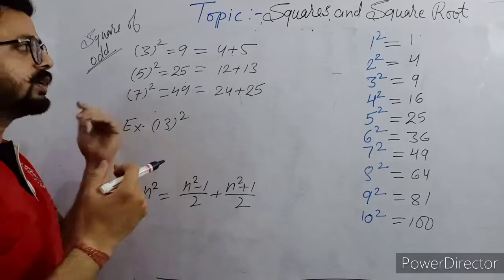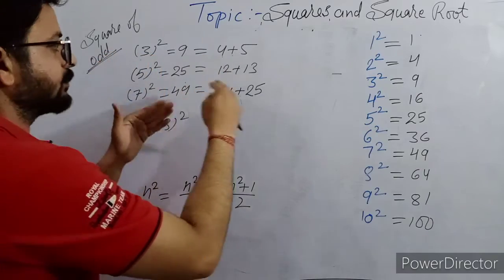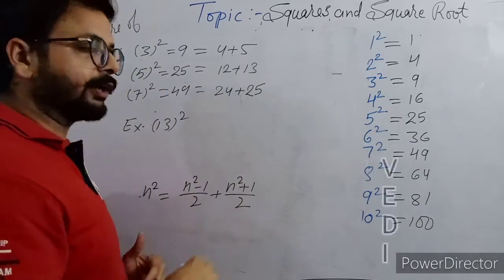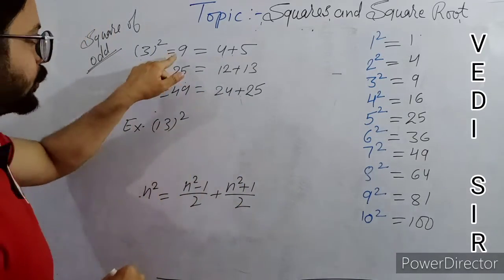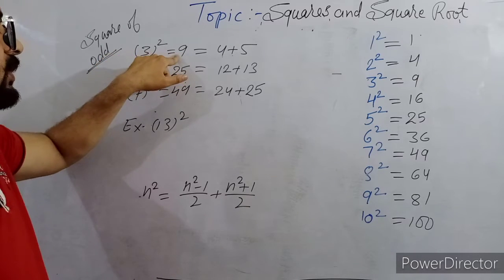Now how will we know which numbers will come? Will 4 or 5 only come? How will we know? This is a simple example. Then for a higher example, how will we get to know? One thing you do: from the square of 3, which is 9.